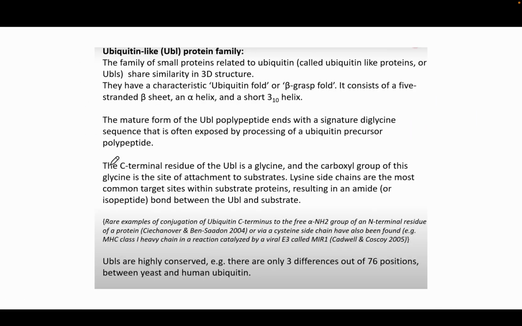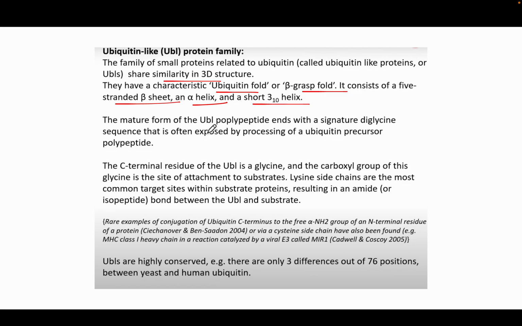So what is the ubiquitin-like protein family? The family of small proteins related to ubiquitin, called ubiquitin-like proteins, share similarity in 3D structure. So they have a characteristic ubiquitin fold or beta-grasp fold. It consists of a 5-stranded beta sheet, an alpha helix and a short 310 helix.